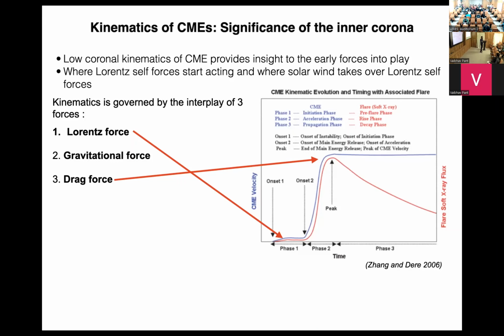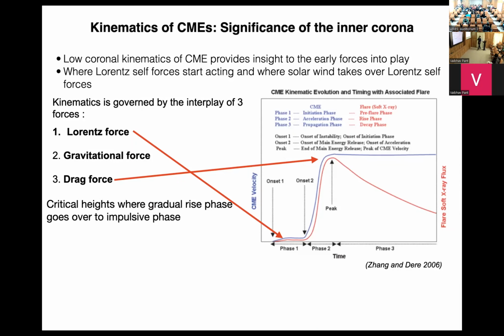But as the CME moves outward, it expands. Assuming there is no flux injection or flux expulsion, what will happen? B will dilute, because it is extending spatially. So B goes down, J cross B goes down, and eventually the Lorentz force goes down. Meanwhile the solar wind is picking up. So at some point the Lorentz force goes down and the drag force increases, and that is why the drag force acts at a later stage. In the initial stage the Lorentz force dominates; gravity acts all the time, but it is not really important.